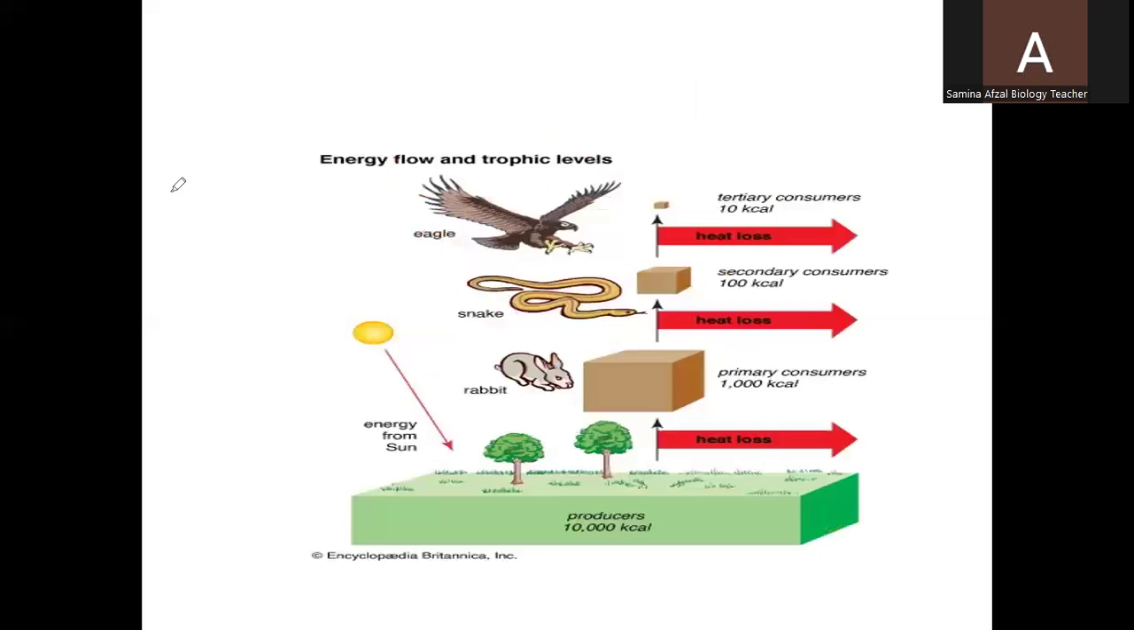Next, energy flow and trophic levels. Students, I already told you at the start of this video that energy is captured by the green plants. The green plants capture the energy from the sun, and only 10% of that energy is transferred to the producers. Then producers respire, and you can say evaporation takes place. After that, energy is transferred to the primary consumers.